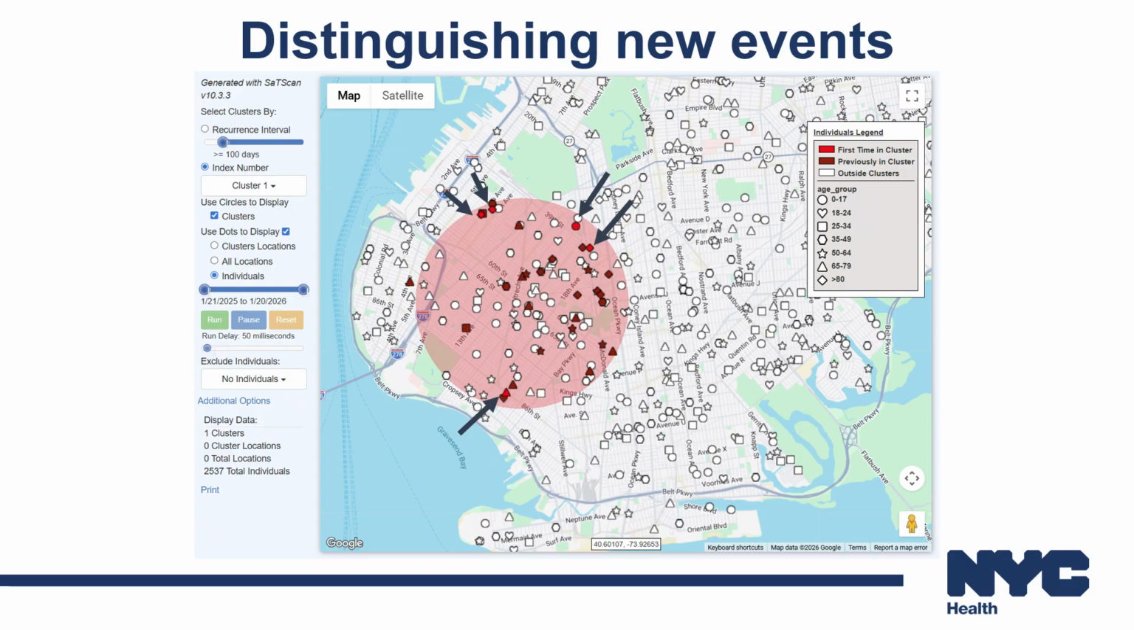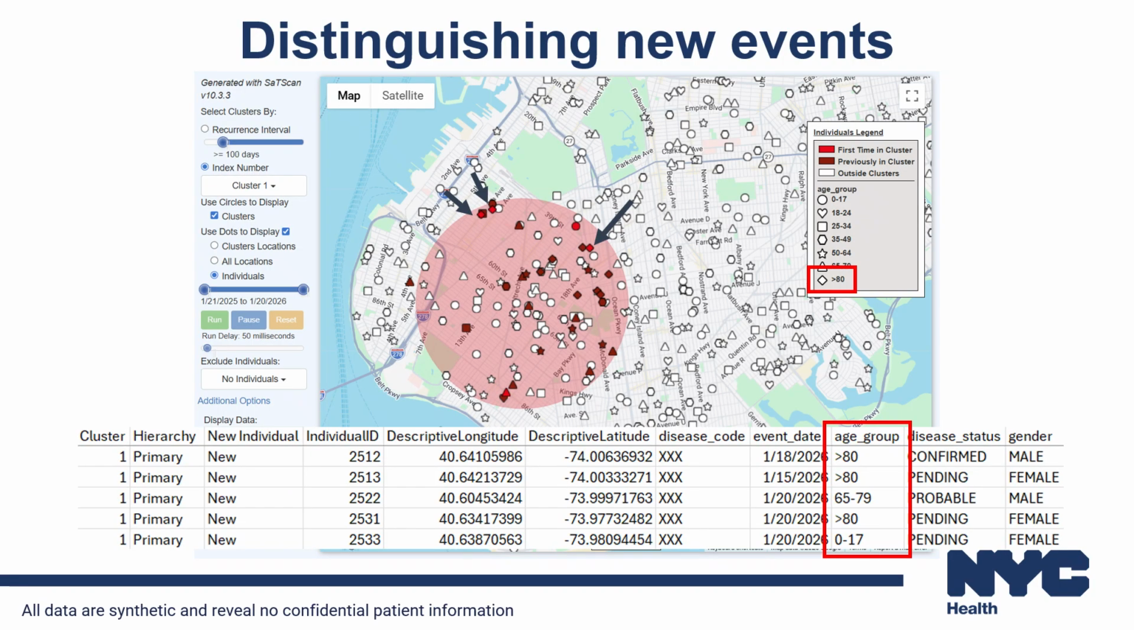On this day's analysis, 5 events were newly added to cluster 1. 3 of the bright red dots are diamonds, 1 is a triangle, and 1 is a circle. The corresponding events in the line list confirm that 3 of the newly identified events in the cluster are in the greater than 80 age category. These 3 cases might be prioritized for investigation of a possible outbreak among the elderly. The 4th case in the 65 to 79 year age group might also be assigned for investigation if resources allow.